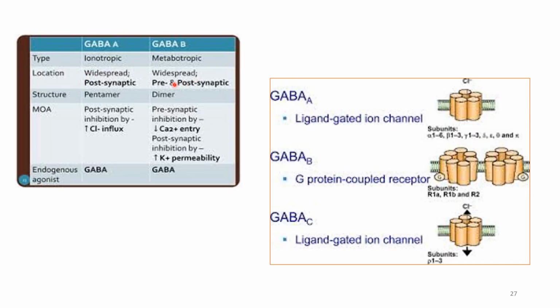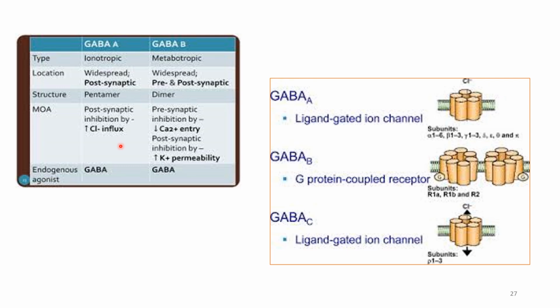GABA A and C are ionotropic receptors; GABA B are metabotropic receptors. See, this GABA A is a ligand gated ion channel. Where is GABA A present? Widespread, mainly at the postsynaptic site. And GABA B is present pre- and postsynaptically. In structure, GABA A are pentamers and GABA B are dimers. Mode of action: GABA A will increase postsynaptic inhibition by increased chloride influx.